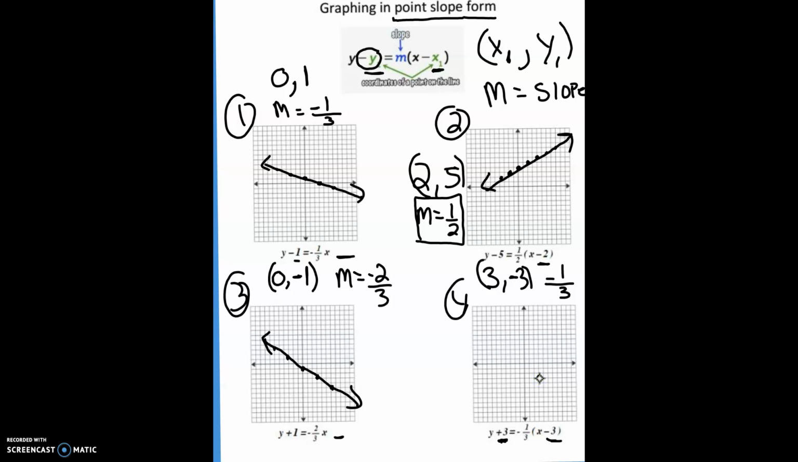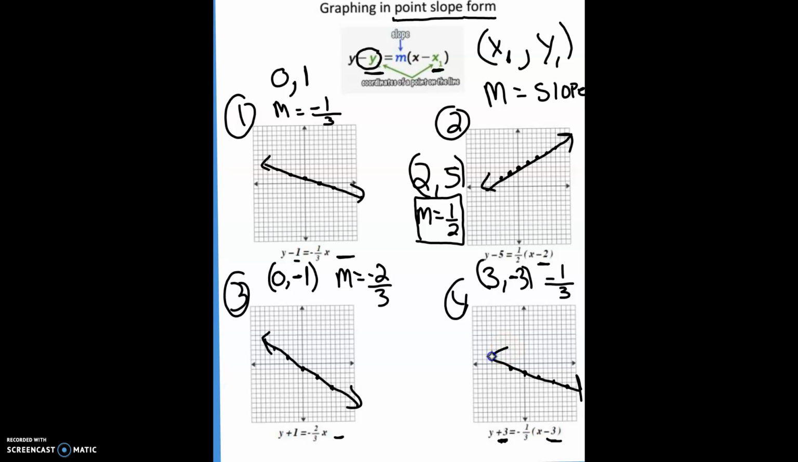Now let's go ahead and do my slope, get a few points and draw the line. Okay, so I'm going to go down 1 and to the right 3, 1, 2, 3. Let's go backwards, so start at 3, negative 3, go up 1, over 3, 1, 2, 3. Oh, there's my y-intercept. Up 1, over 3, 1, 2, 3. And we got a line here.